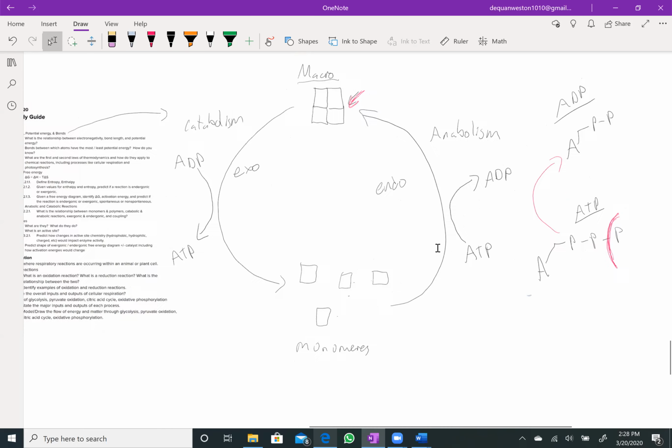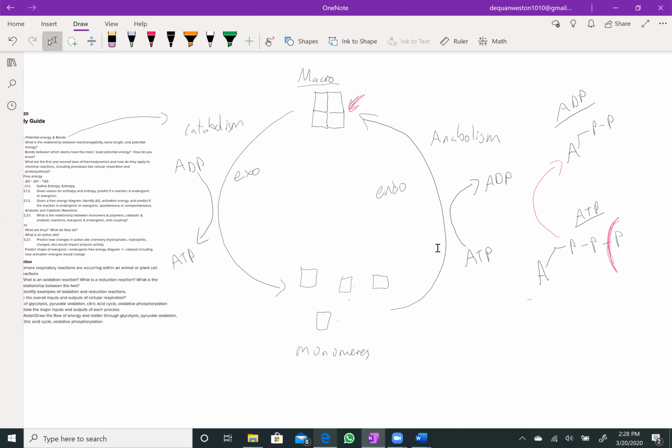Hey, Dequan. Yeah, there's a question. So exergonic, gonic would refer to energy and thermic refers to heat. Is that right? Oh yeah, that's right. So this could be exothermic. It's going to give off energy and heat. It's basically synonymous. Energy is heat. Kinetic energy is heat. It's the movement of molecules going really fast.